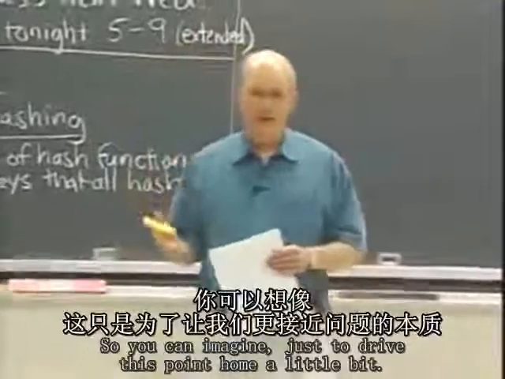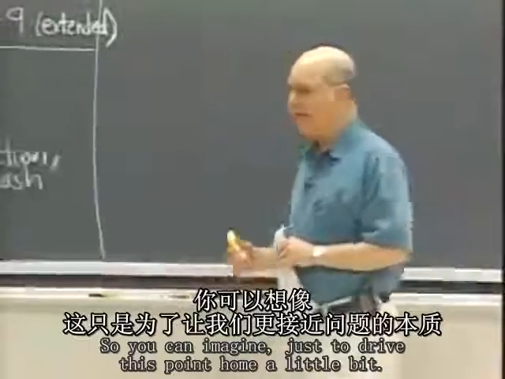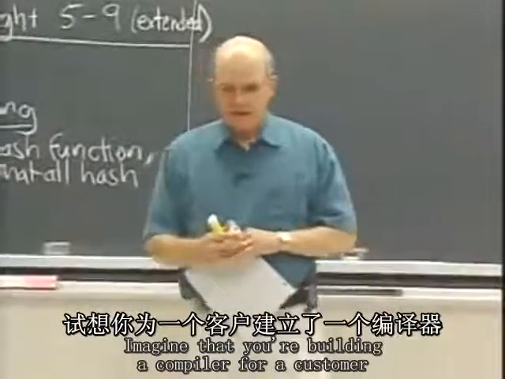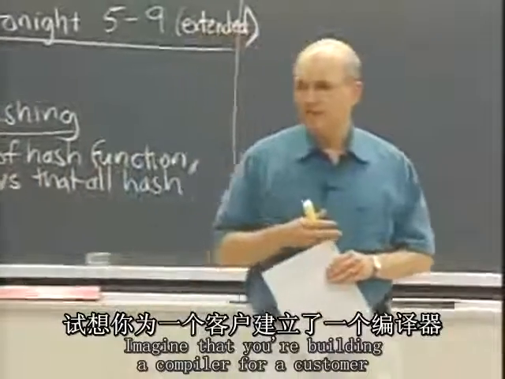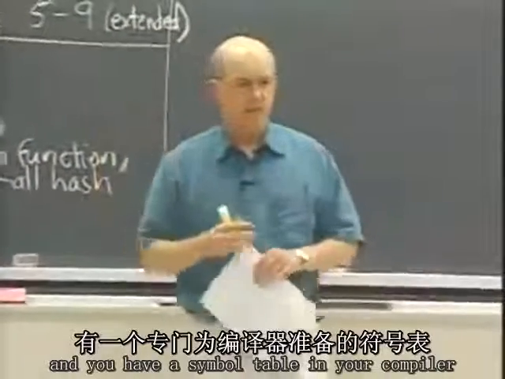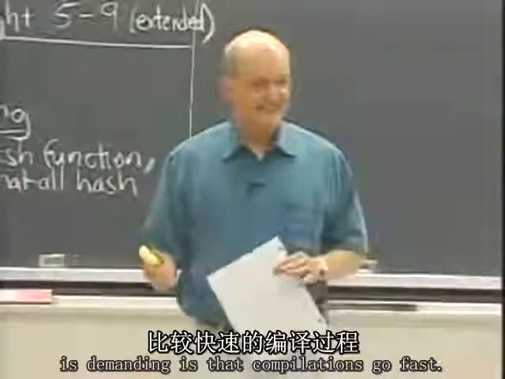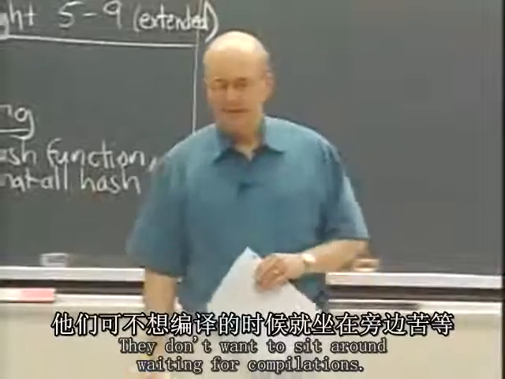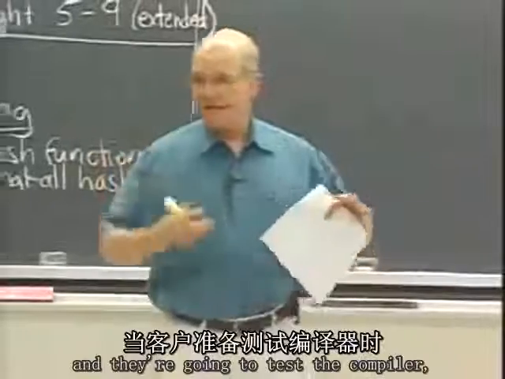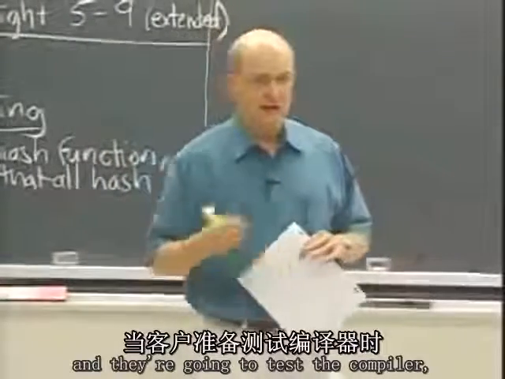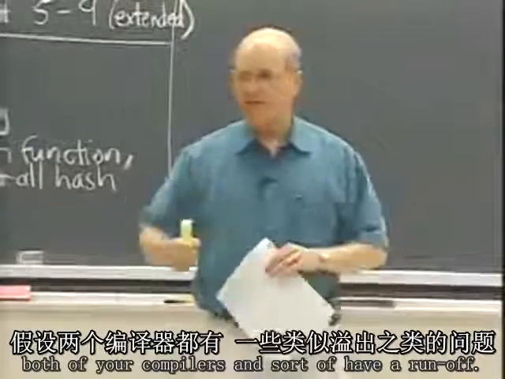So you can imagine, just to drive this point home a little bit, imagine that you're building a compiler for a customer. And you have a symbol table in your compiler. And one of the things that the customer is demanding is that compilations go fast. They don't want to sit around waiting for compilations. And you have a competitor who's also building a compiler, and they're going to test both of your compilers and sort of have a runoff.